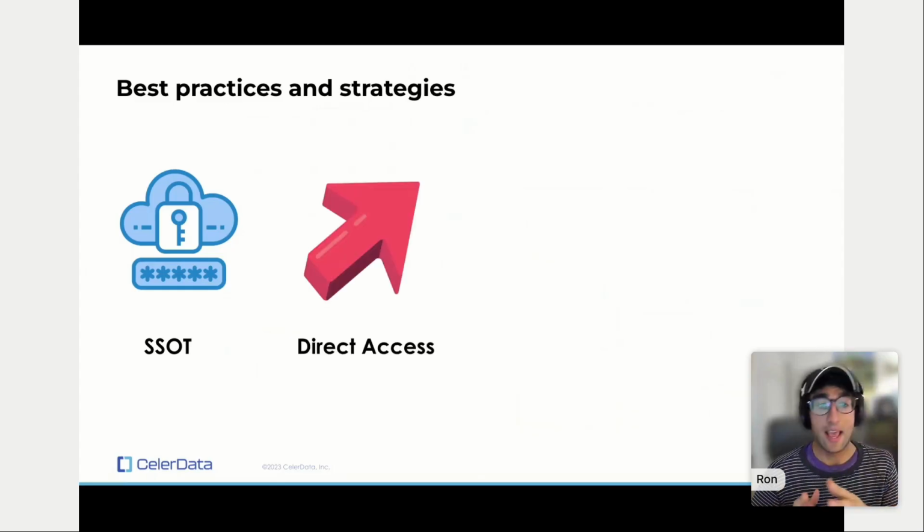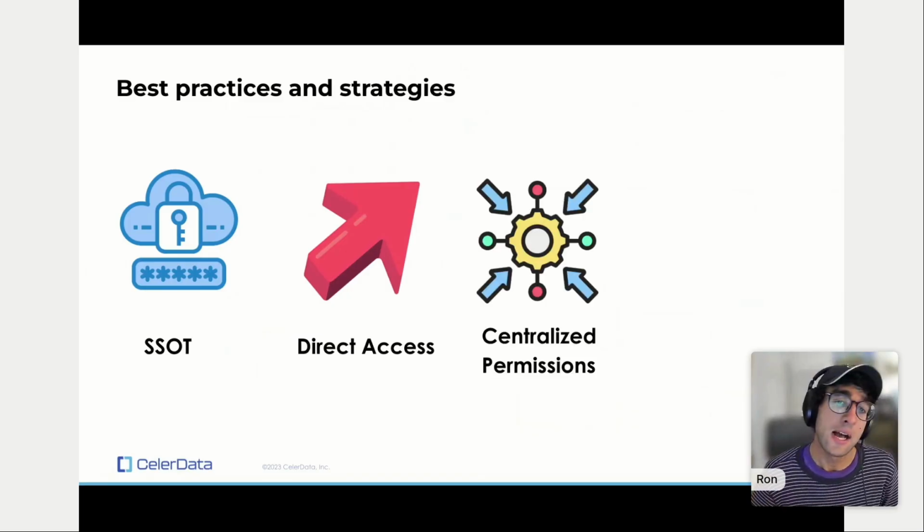You should have direct data access, right? Multiple tools and query engines should be able to access your data directly. There shouldn't be a central compute bottleneck or gateway that shields your tables. This is more of a general industry practice.